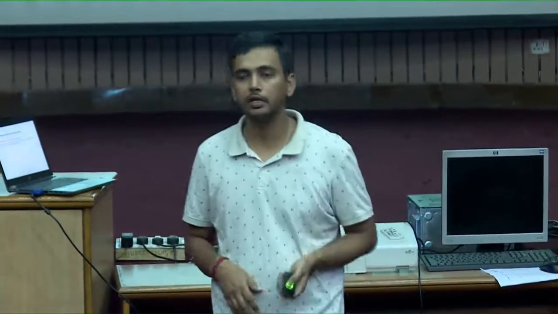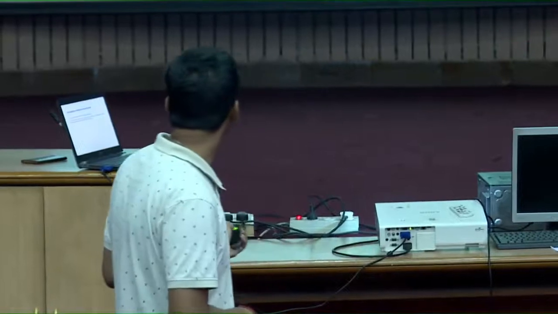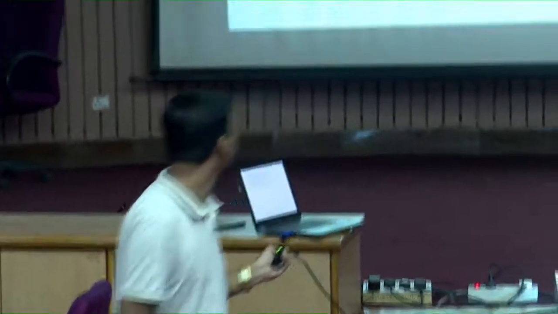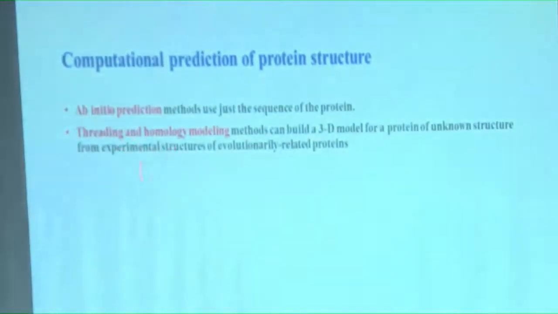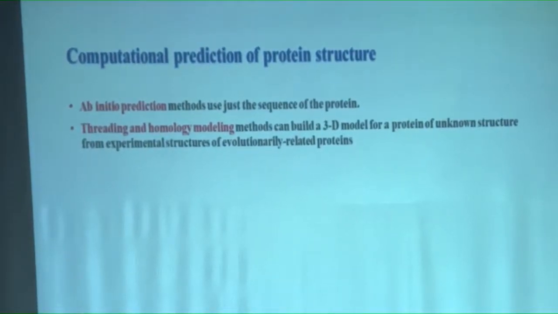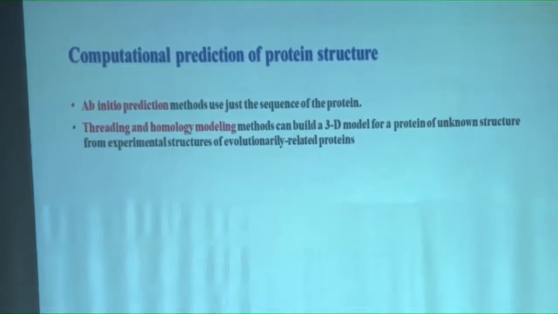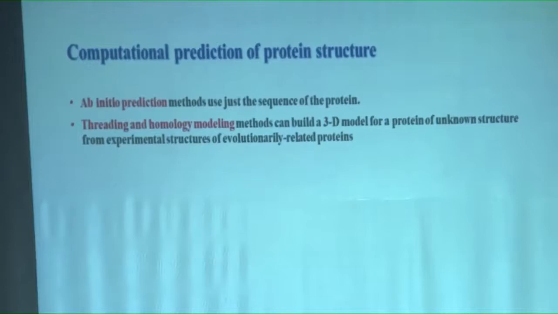So we will go only for computational analysis of protein structure when the other methods are not available or not feasible for a specific type of protein. This computational prediction of protein structure has two types, or we can say three types. The first is ab initio modeling, the second is threading, and the third is homology modeling. Threading and homology are more or less the same type of thing, so we can differentiate ab initio from threading and homology modeling.